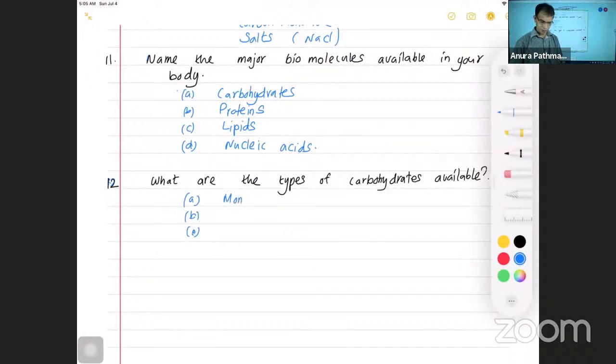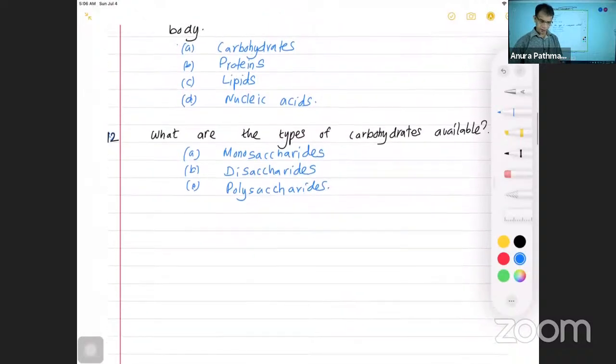Monosaccharides. Second, disaccharides. And three, polysaccharides. Monosaccharides, disaccharides, and polysaccharides. My next question, question number 13.